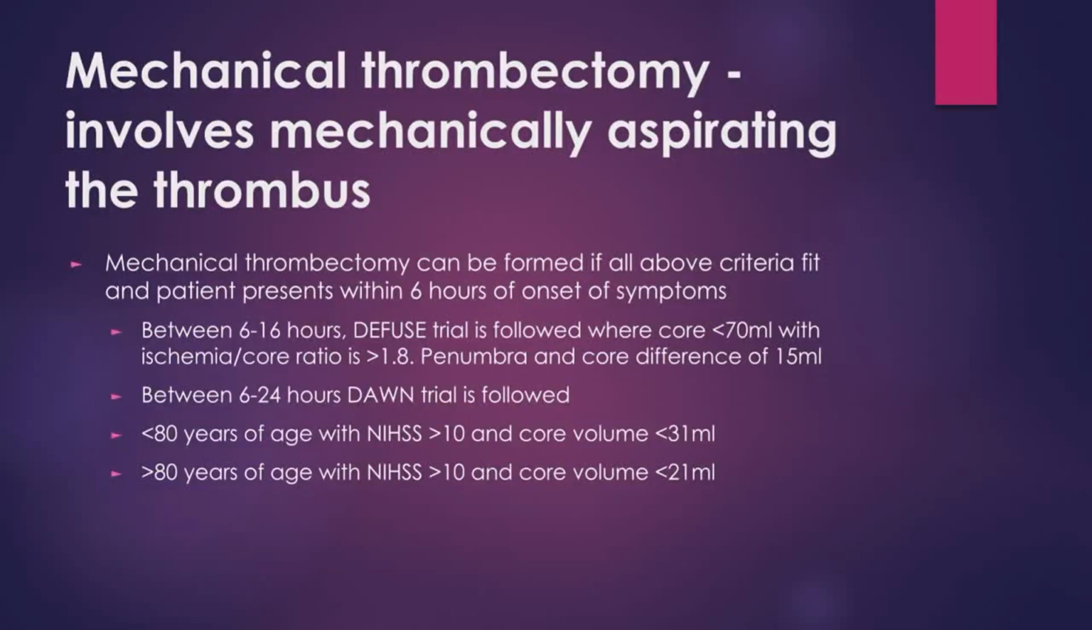Now coming to the mechanical thrombectomy, it involves mechanically aspirating the thrombus. Mechanical thrombectomy can be performed if all above criteria fit and the patient presents within 6 hours of onset of symptoms. Between 6 to 16 hours, the DEFUSE trial is followed, where core is less than 70 milliliters with ischemia to core ratio more than 1.8 and difference between core and penumbra is at least 15 milliliters. Between 6 to 24 hours, the DAWN trial is followed. The criteria for the DAWN trial is displayed as you can see on the slide.